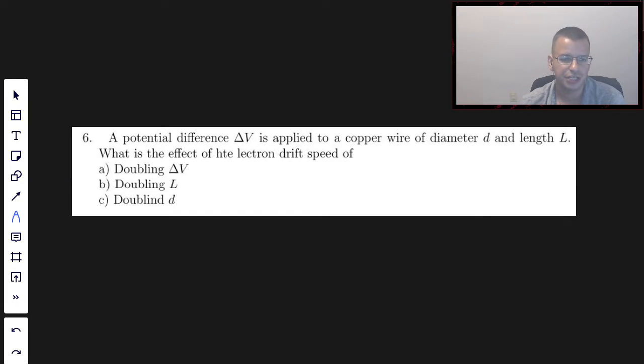A potential difference, delta V, is applied to a copper wire of diameter d and length L. What is the effect on the electron drift speed of doubling delta V, doubling the potential, doubling the length, and doubling the diameter?